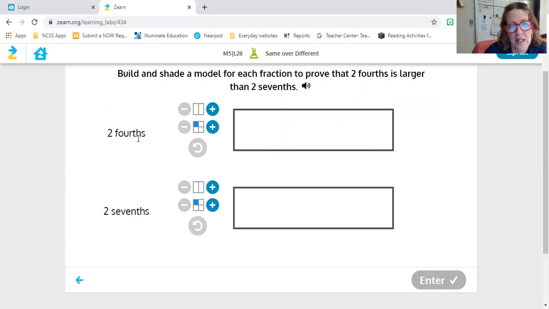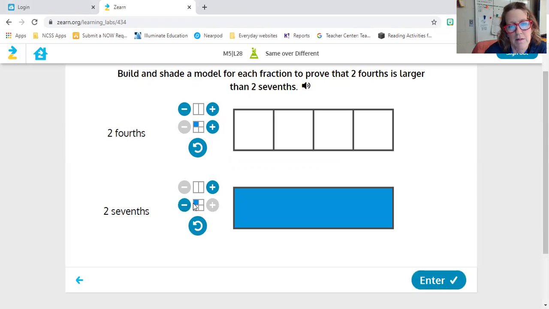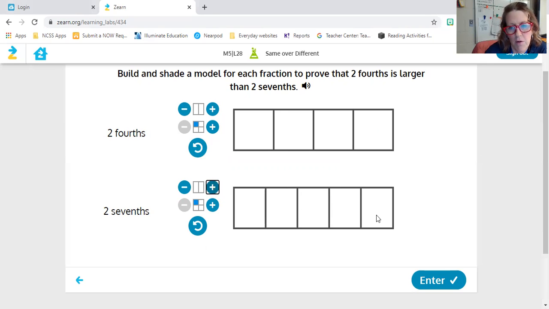Okay, let's build and shade it. Let's build 2/4. So how many pieces are going to be in the whole thing if we're doing 2/4? Right, 4. 1, 2, 3, and 4. Okay, let's go down here, 7ths. We need to make this into 7 pieces. So that's 2 pieces, 3 pieces, 4 pieces, 5 pieces, 6 pieces, and 7 pieces.